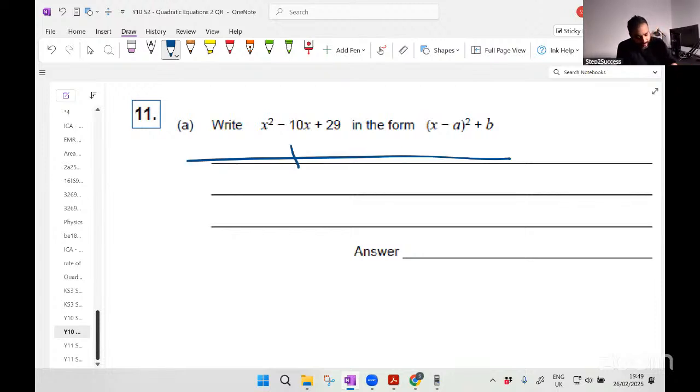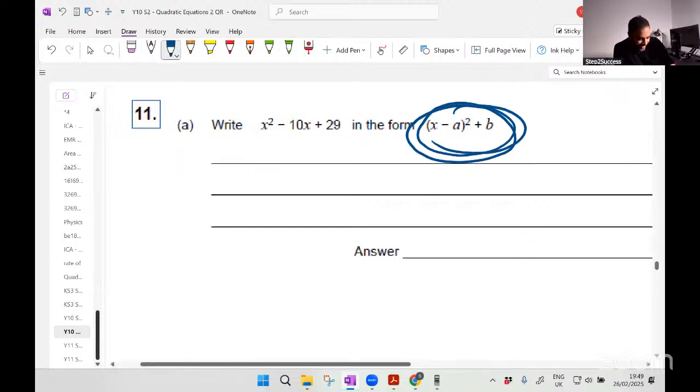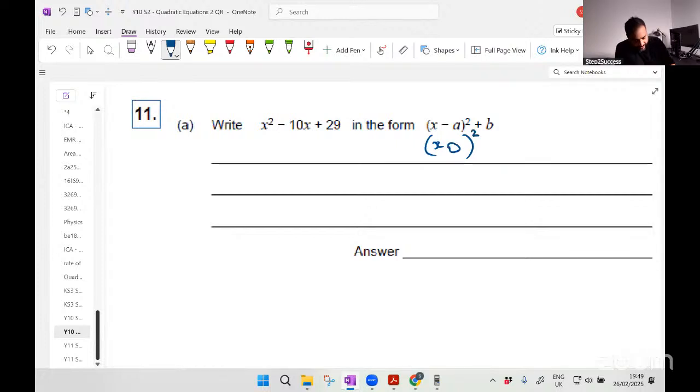So this is called completing the square. How do I know that? It's because of this particular format, this thing, when you look at it, which is a bracket with an X in it, something else in it, a squared outside and something outside. This format that you're looking at is something called completing the square. In order to complete the square, this is what you do.